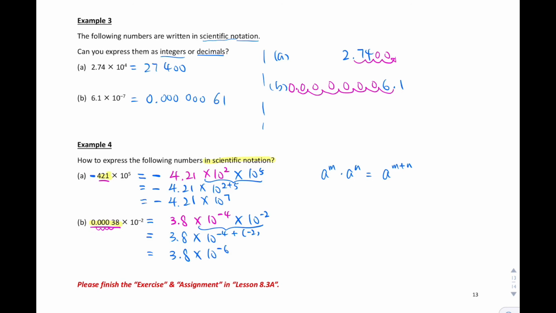Now, we learned the meaning and some basic conversions of the numbers in scientific notation. Please finish the exercise and assignment in lesson 8.3a.